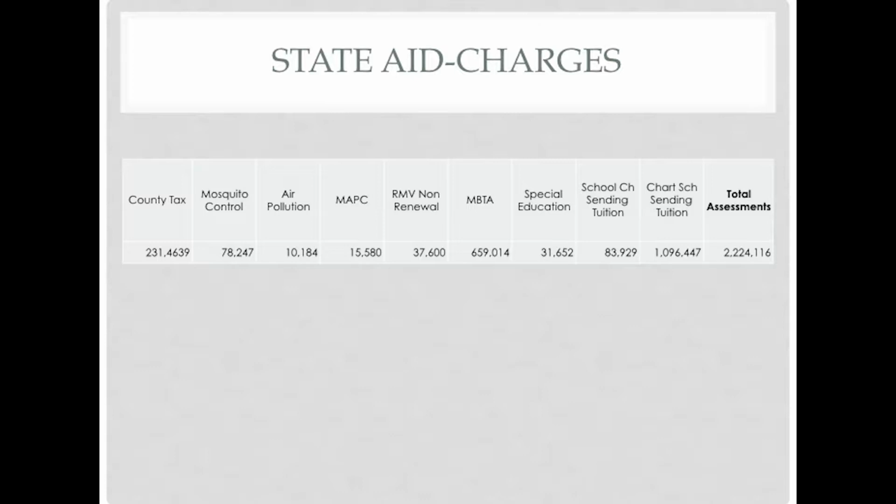A couple other things that are in here. This is our payment, our dues for MAPC. If your numbers are slightly different than mine, I did update these today. This is for when we mark a registration for non-renewal. The RMV actually charges us for it. The state just takes it out of our state aid. These are some of the school funding formulas. So incidentally, this is what we pay because we have students going to charter schools. So if anyone ever asks, do charter schools take money out of the local school district? The answer is that's the total amount for Norwood, about $1 million.